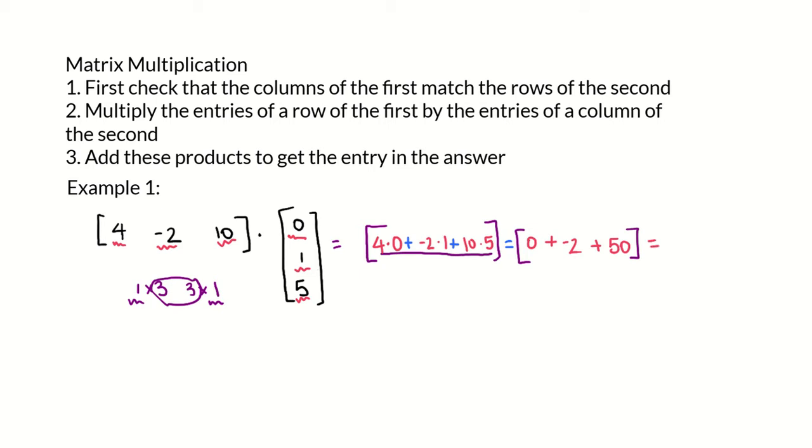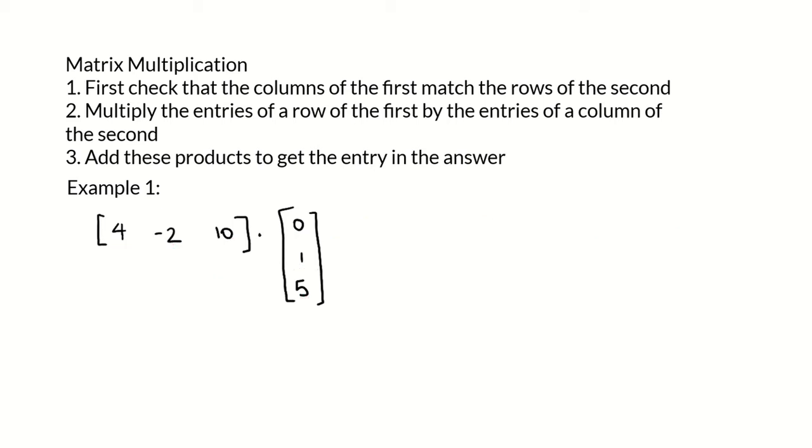So this matrix multiplication is equal to the 1 by 1 matrix 48, because we add 0 plus -2 plus 50. So this is the simplest case of multiplication of matrices, where we're just multiplying a row matrix by a column matrix. We end up with a single matrix entry. Now let's do a slightly more complicated example.